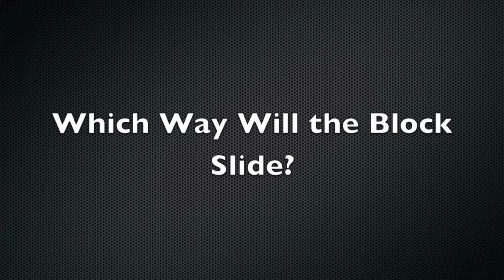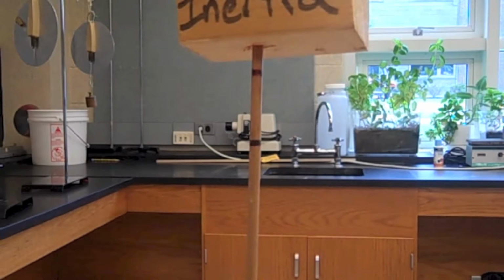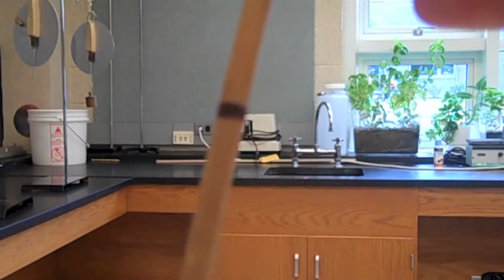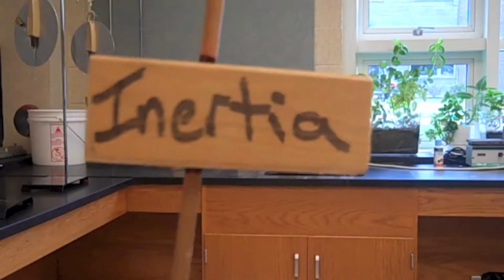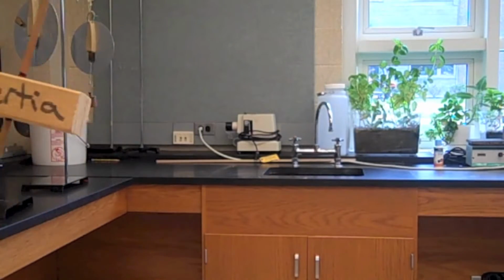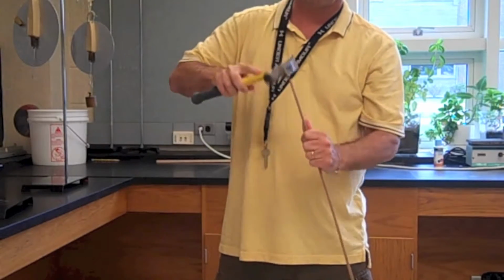In the next demonstration, a block of wood has a wooden dowel sticking through it. We want to determine which way the block will move if we bang on the wooden dowel. I've marked the top and the bottom of the dowel where the block will be placed. Then I'm going to bang on the dowel, and when I do, we want to know, does the block move down or up, or does it stay in place?